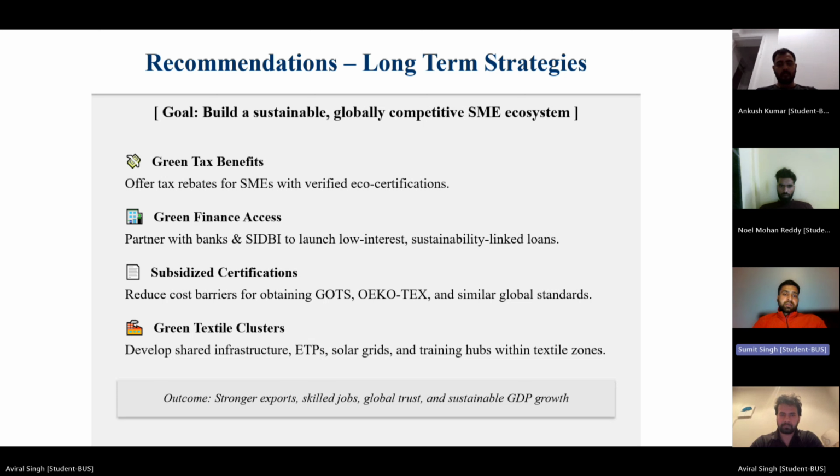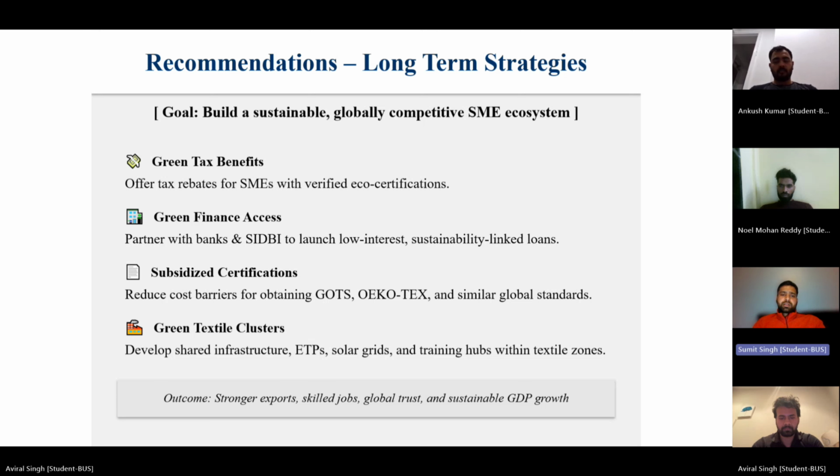Number three is certification subsidies. The cost of a certification like GOTS and OEKO-TEX can be a huge barrier. We propose subsidizing 60 to 70% of these costs to help SMEs meet demands. We also recommend bundling certifications with training so it's not just a tick-box exercise but a genuine transformation.